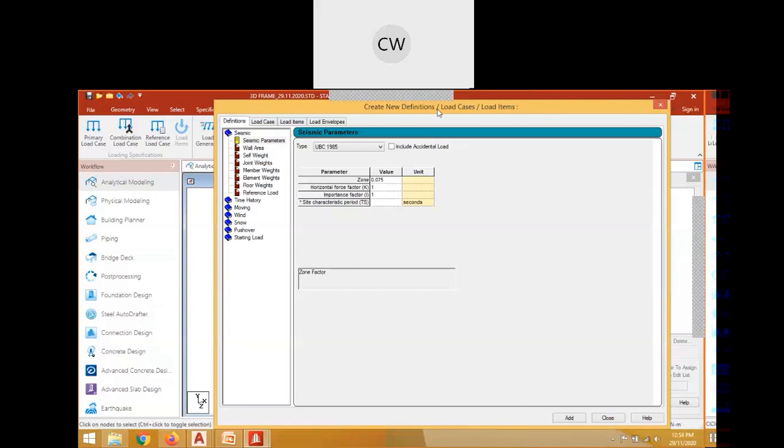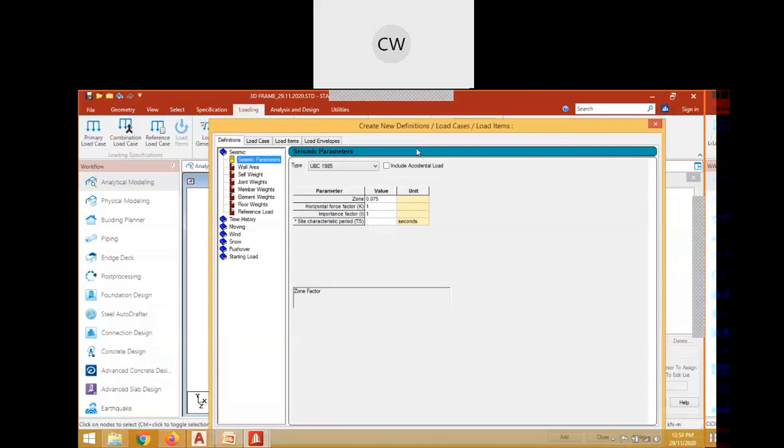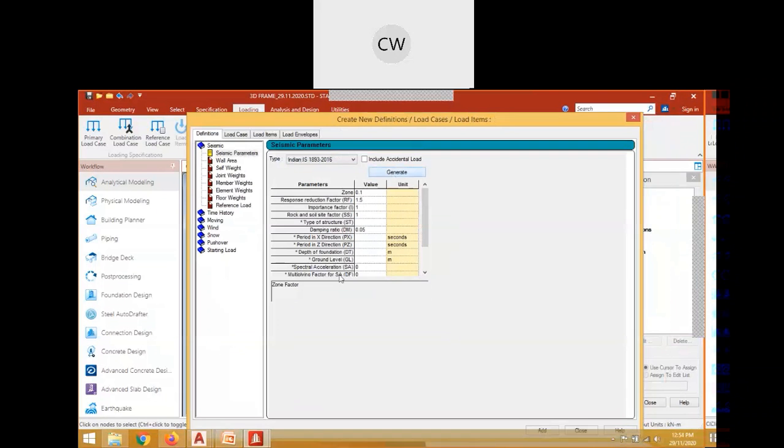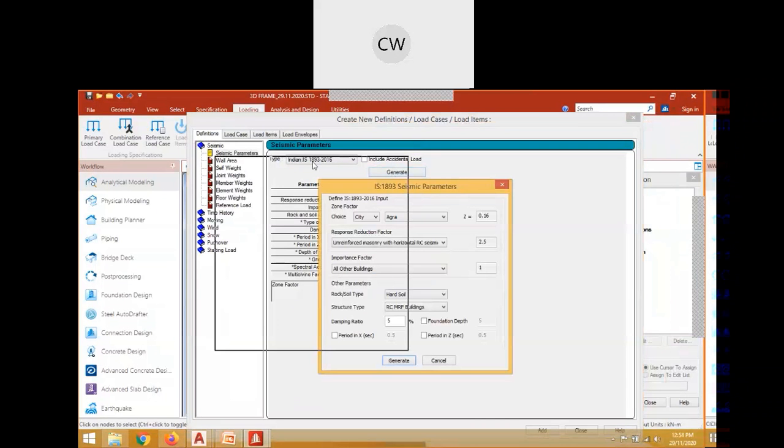Now here you will find that the seismic load parameters will be there. Now I want to generate the seismic load based on IS 1893-2016. So just change this code to IS 1893-2016. It is inbuilt in the new version of STAAD.Pro. So it is 1893-2016, right? And then just say generate.